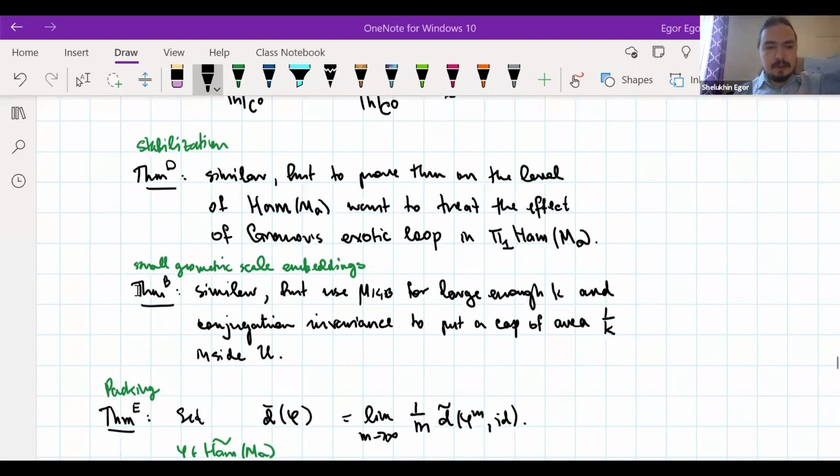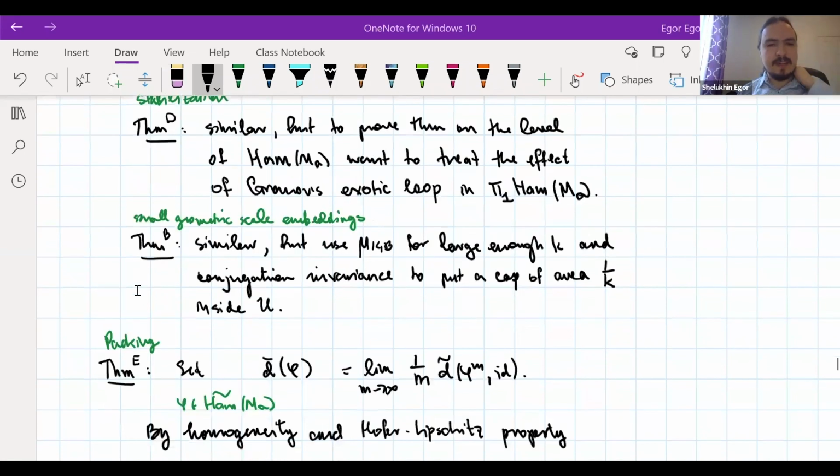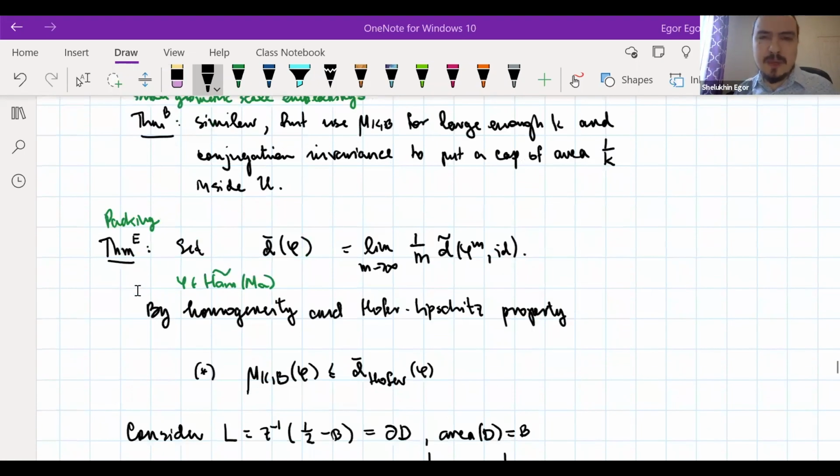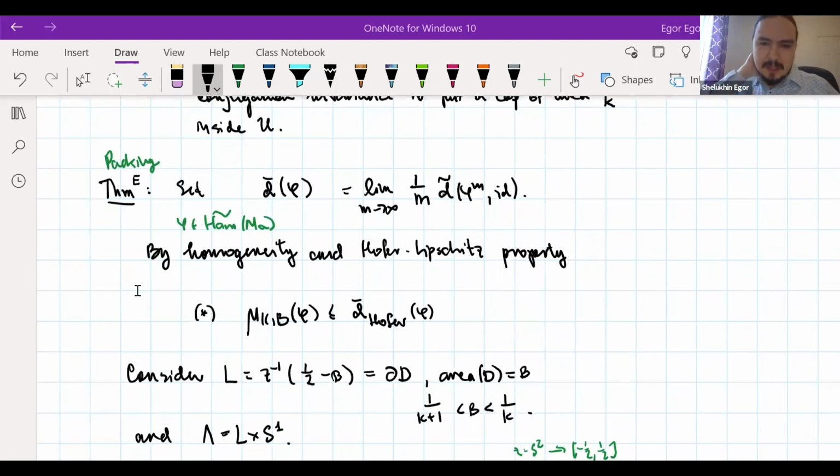Okay, and finally, I talked about how to deduce recurrence from packing, but I did not say anything yet about how to prove packing, and this is what I'd like to do now. So instead of Hofer's pseudo distance from an element of the universal cover to identity, let us consider its homogenized version. Let's define d bar of phi to be the limit of 1 over m times d tilde of phi^m and identity.